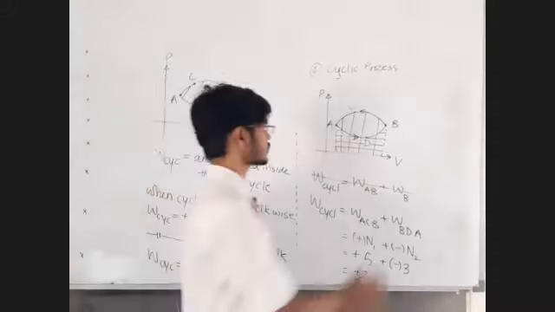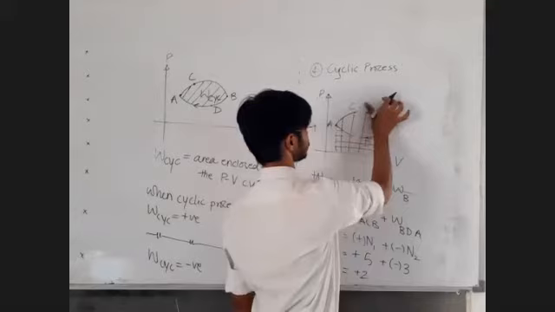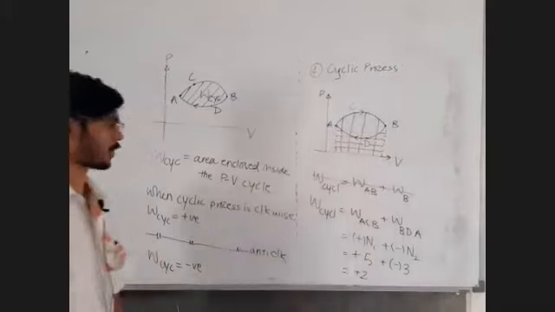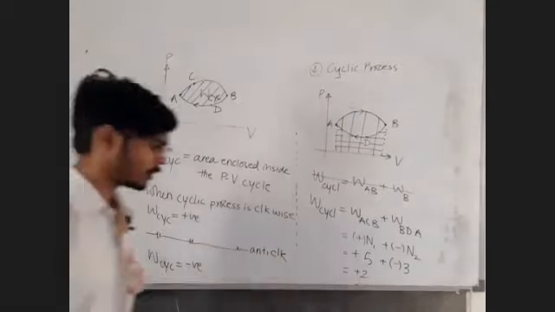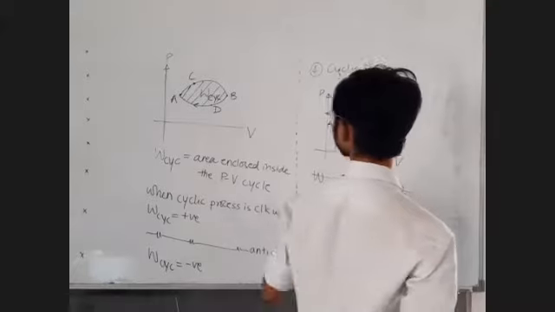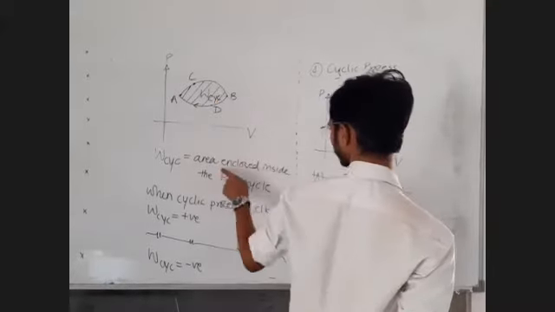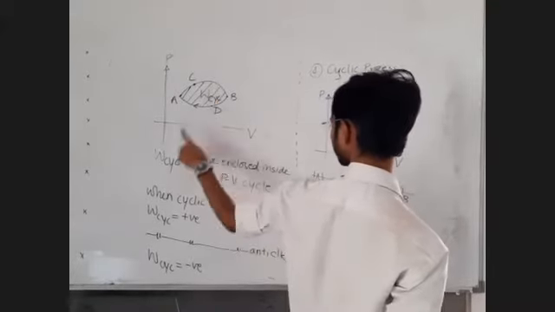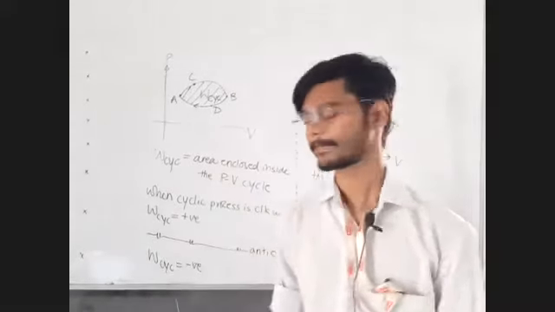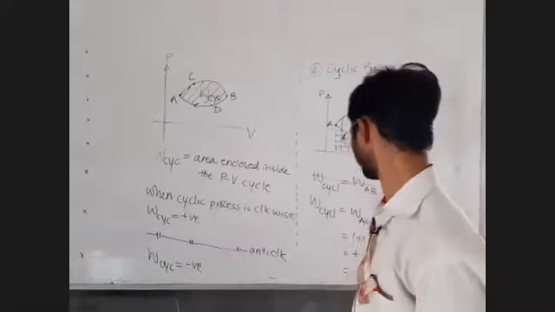So clockwise is positive, anti-clockwise is negative. Let us do that diagram as it was. Fine. Now let me know in the chat box, is this convention, logic and explanation clear to all of you, that the area enclosed inside the pressure volume cycle is the work done in a cyclic process? Let me know in the chat box.